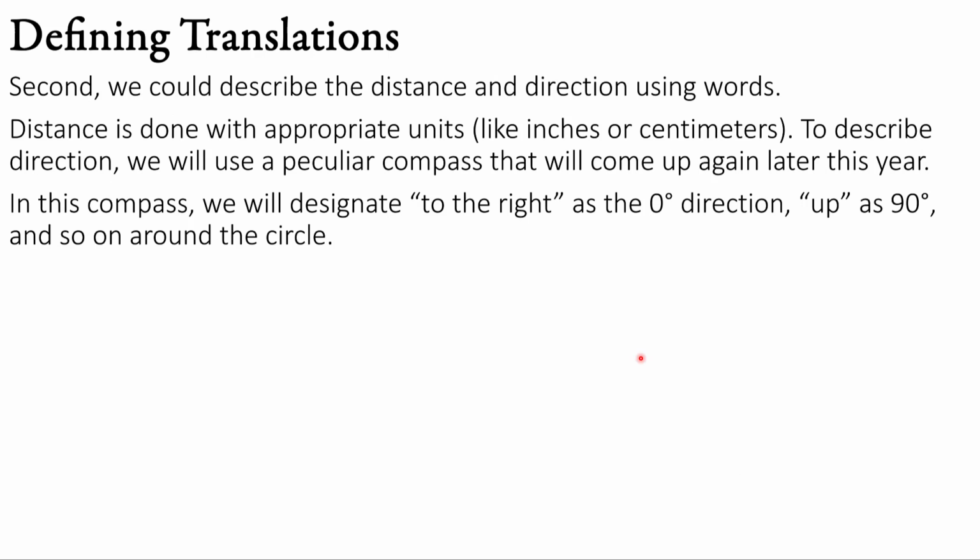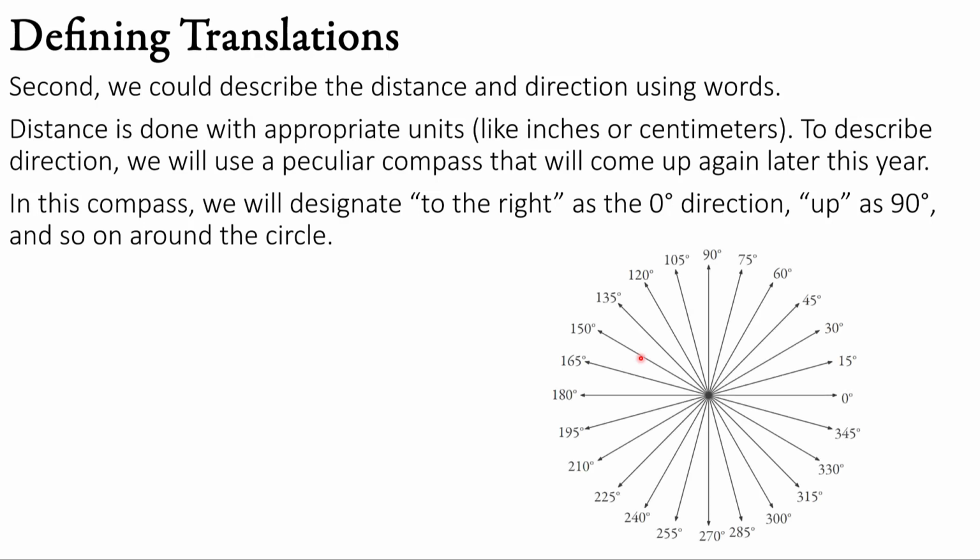The second way we can describe a translation is we can do distance and direction again, but this time using words. Distance is done with appropriate units, like inches or centimeters or meters or whatever. And to describe direction, we're going to use a peculiar compass that's going to come again later second semester. In this compass, we designate to the right as the 0 degree direction, up as 90 degrees, and so on around the circle. So 0 degrees is going to be to the right.